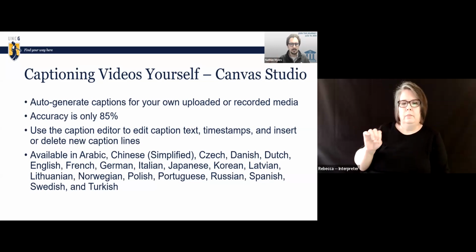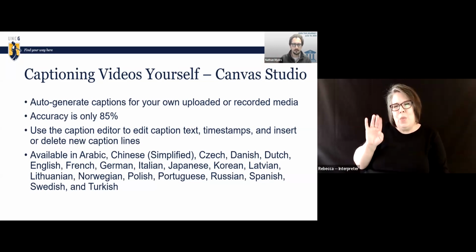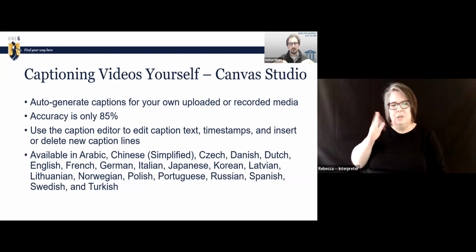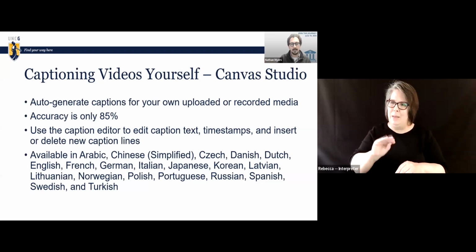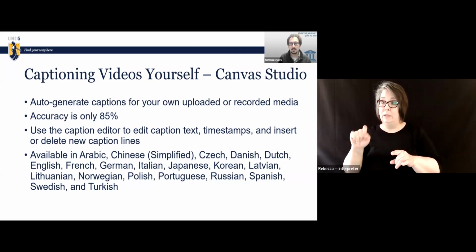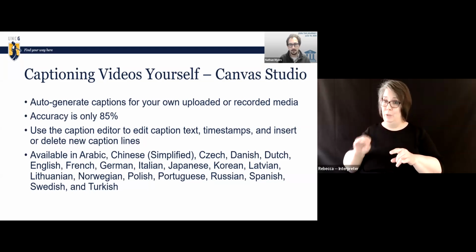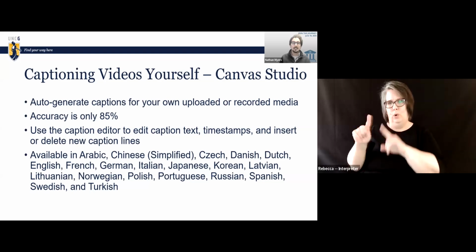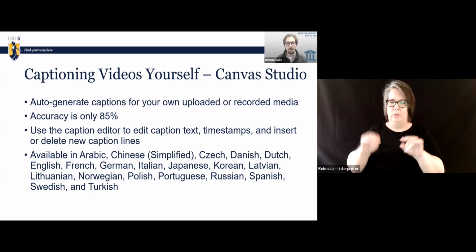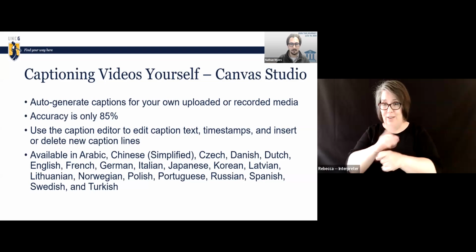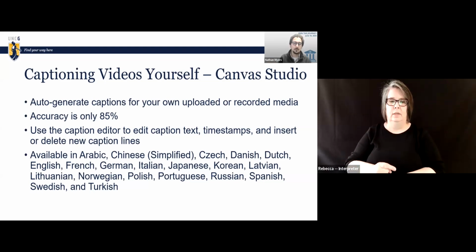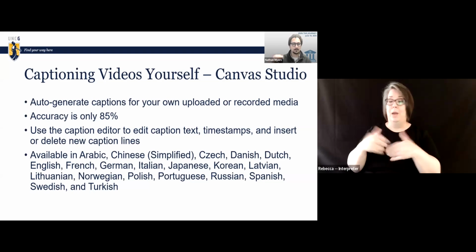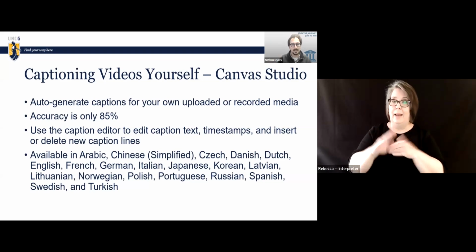I know Brittany said I think the standard across the board is like an 85%, or excuse me, an 80% accuracy. Canvas Studio claims to have an 85% accuracy. Probably different tools claim other numbers. Either way, it's not accurate enough, right? So we, again, want to hit that 99% accuracy. So no matter what, you're going to want to go back in after your captions are auto-generated and edit those.